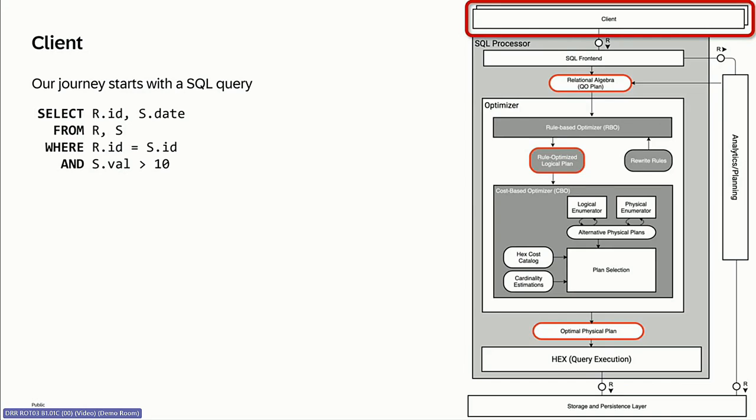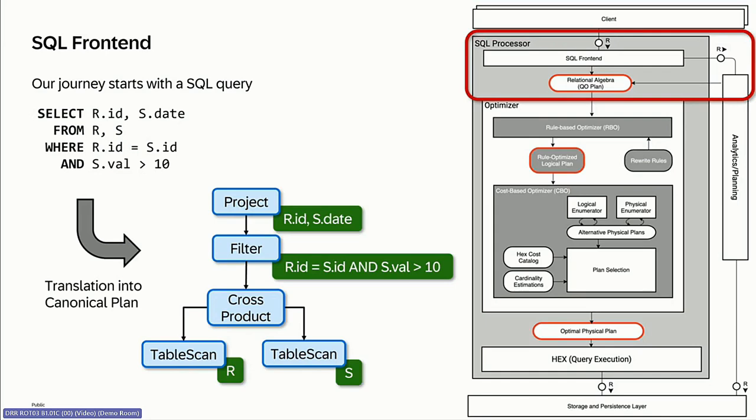And of course, the client wants to send this query to the database, where it sends it over from the SQL layer to the SQL frontend. Here, first of all, it's parsed and turned into a canonical plan. As you might realize, this plan is highly unoptimized, right? It has 2 table scans, followed by a cross product, followed by a filter, which essentially contains the join predicate. And as a conjunction, it also contains the predicate S-val greater than 10. And this is followed again by a projection, R-ID and S-state, which extracts the relevant data.